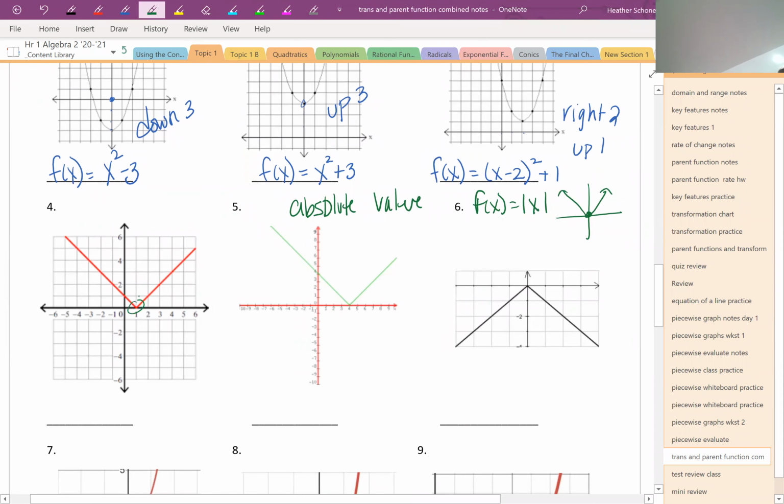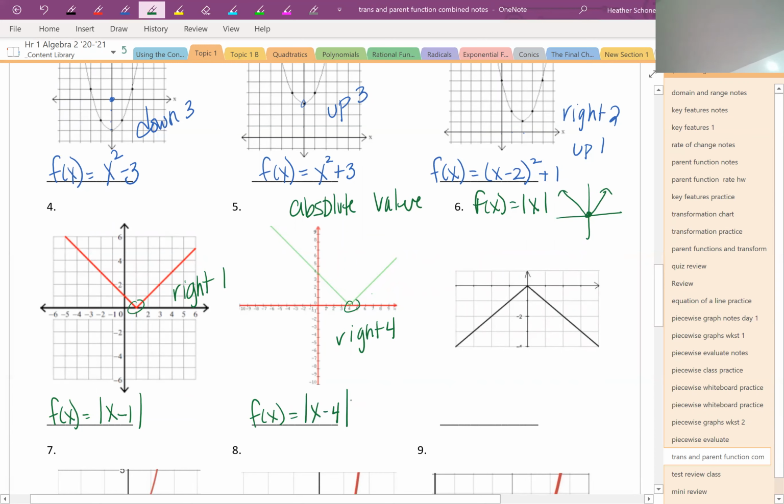Over here, it got shifted right 1. And when it's right and left, it's inside of the function, and it's the opposite of what we think. So this is going to be x minus 1 inside. Okay, over here, let's look at this one. 1, 2, 3, 4. It got shifted right 4. So it's going to be exactly like example 4, except instead of a 1, it's going to be a 4.